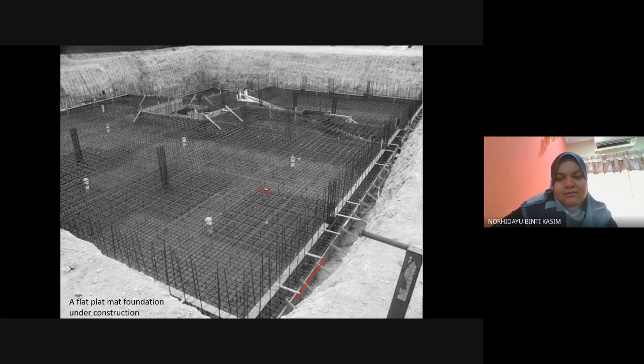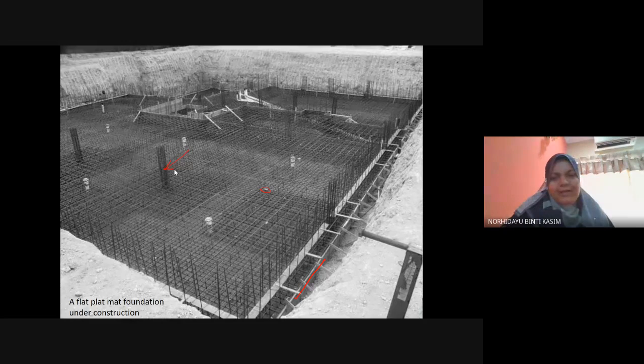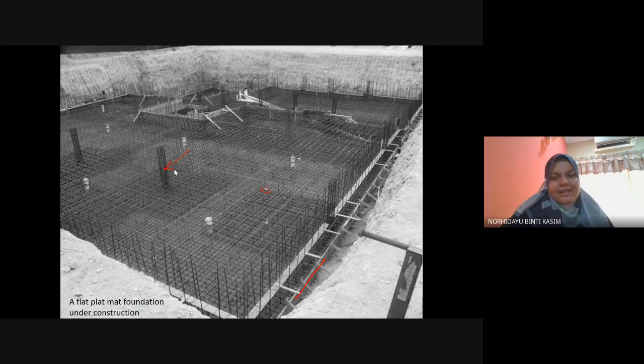And then after that you pour concrete, and then you need to cure the concrete. What is this one? Column. This one is not the column, we call it the starter bar for the column. This one is also a starter bar. And this one is for the piping, the white color one. So that is how they construct a mat foundation.